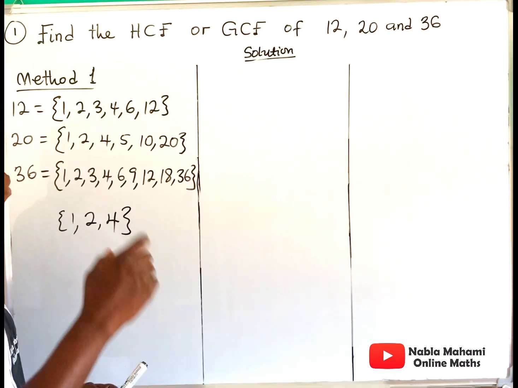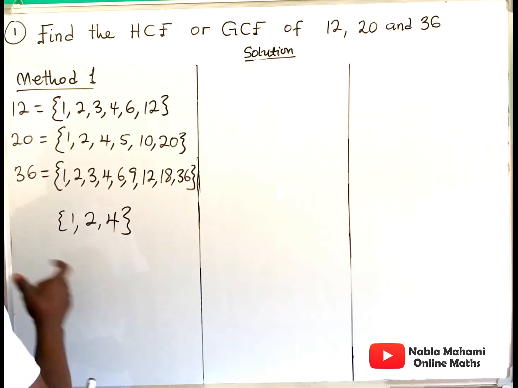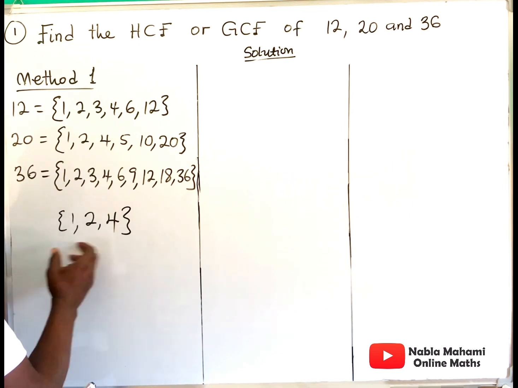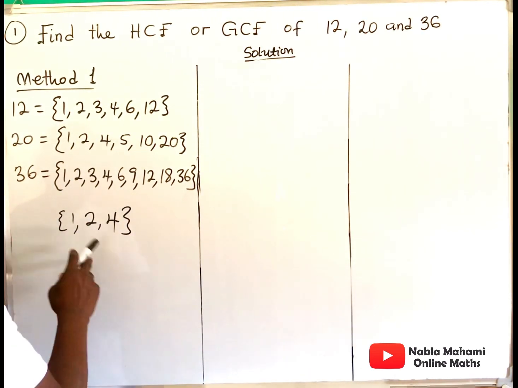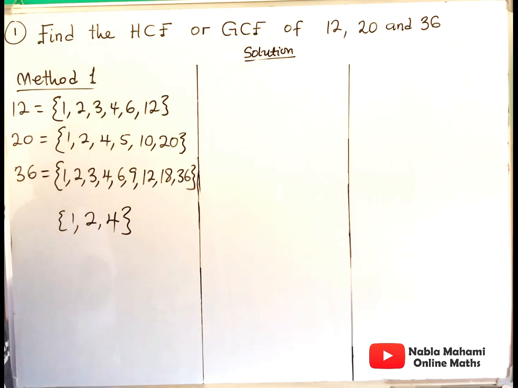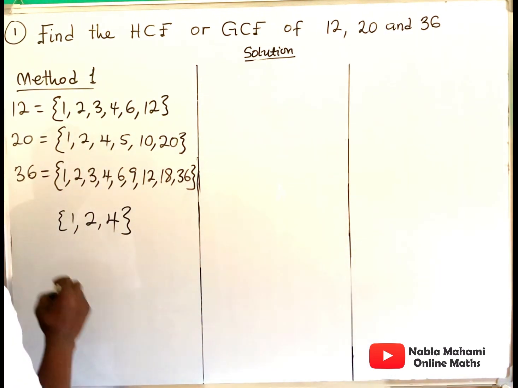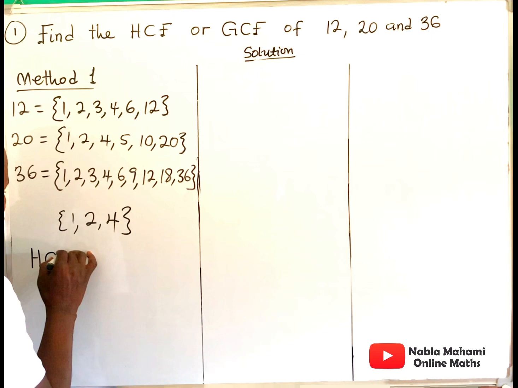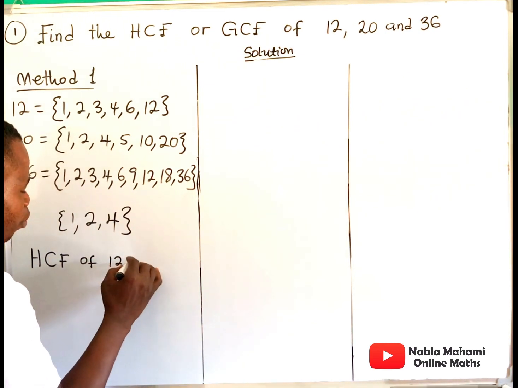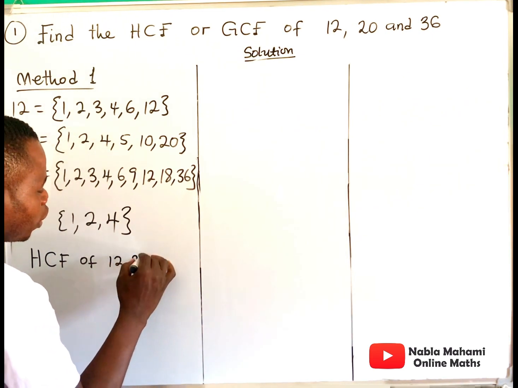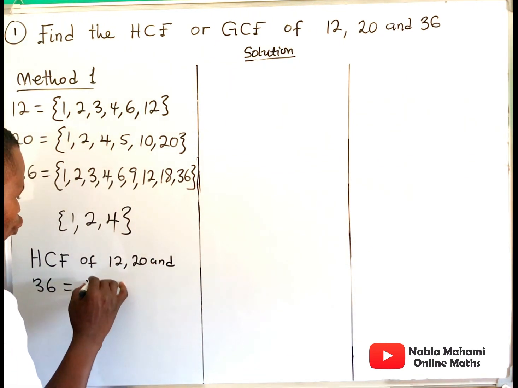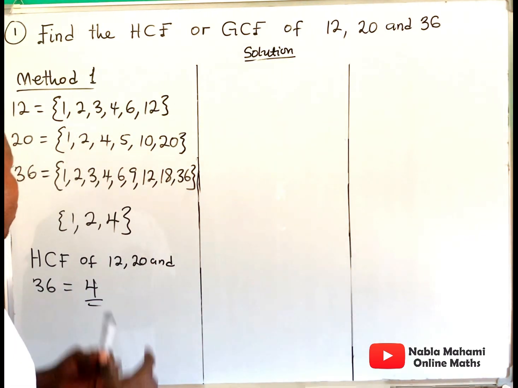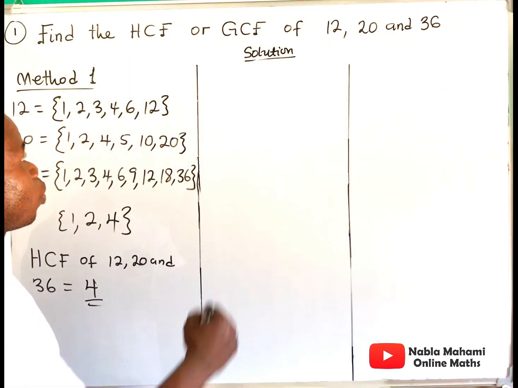To now find the HCF or the GCF of these numbers, you look through here and pick out the number that is bigger. So the greater number here is 4, because 4 is greater than 1 and 2. So I'll conclude by saying that the HCF of 12, 20, and 36 is equal to 4. That is method 1.